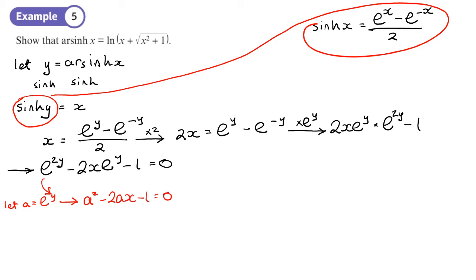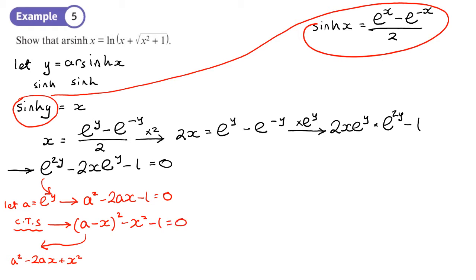Now, if I complete the square on that, what I will have is a minus x all squared. Then I need to make an adjustment. So what do I get if I multiply this out? A minus x all squared, I will get a squared minus 2ax, that's fine. But then I'd get a plus x squared. So I need to take away an x squared, then I've got the minus 1 still there.